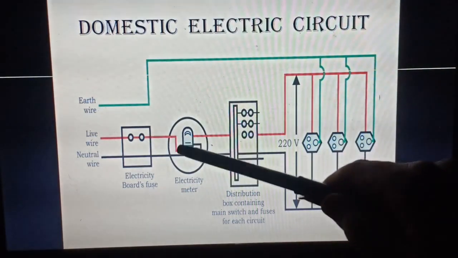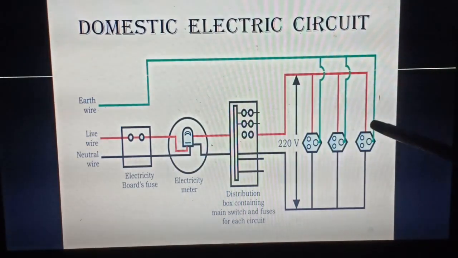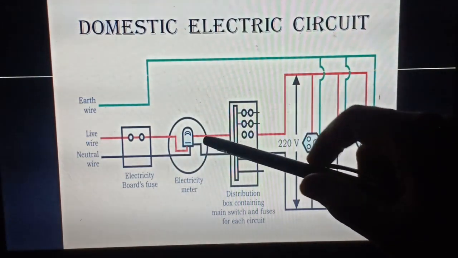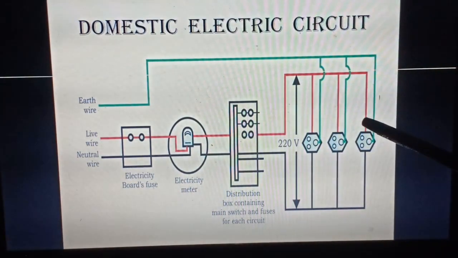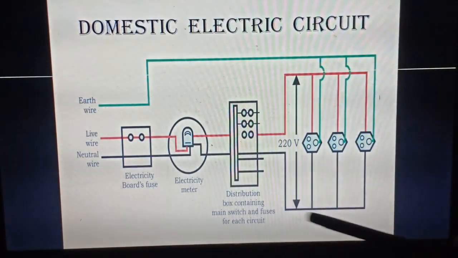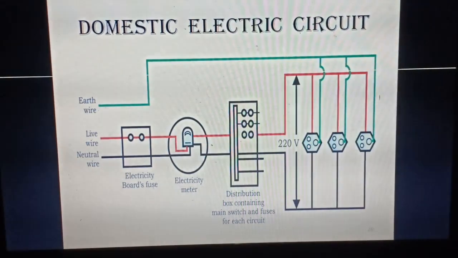One is the live wire, which is the positive end while we are applying a potential difference in a circuit. We know that a potential difference is applied by maintaining a higher and a lower voltage. So this red wire is called the live wire, which is similar to the positive end of a battery. This neutral wire can be said to be the negative end of a battery. This maintains a constant 220 volts in our household.